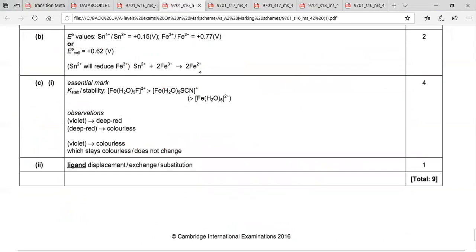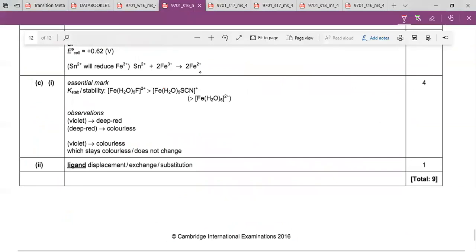So you can see here how they put the Kstab. Of course, they always refer to, as I said, the water here. So if you put the water here, it's not wrong. Observation: violet to deep red, and deep red to colors, 1 mark. Violet to colors, 1 mark. So essential mark is, well, 4 marks. I don't know how to give the marks. Okay, 1, 2, 3, and 1 for overall change.